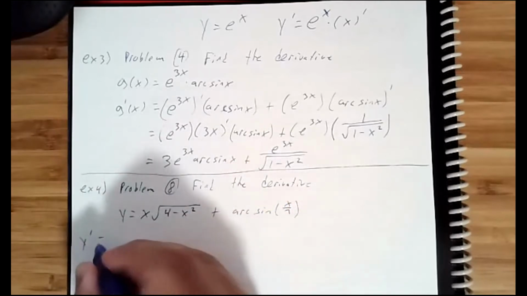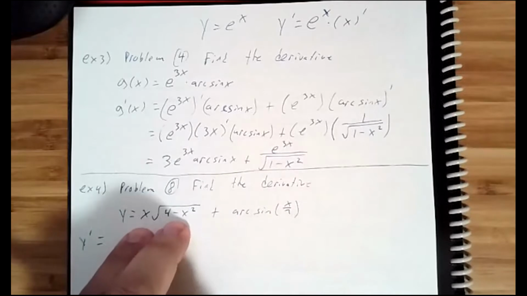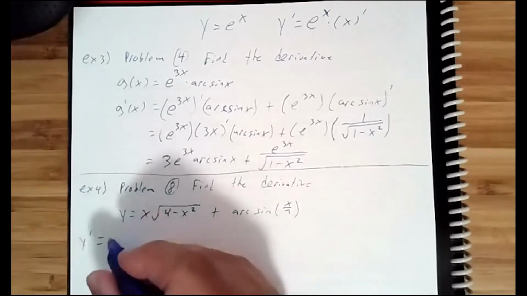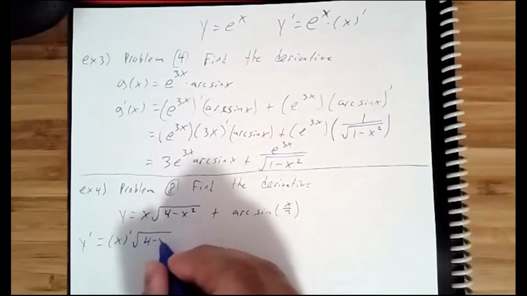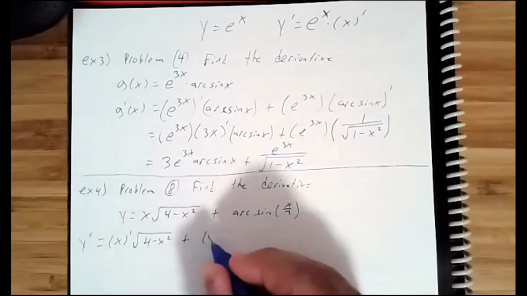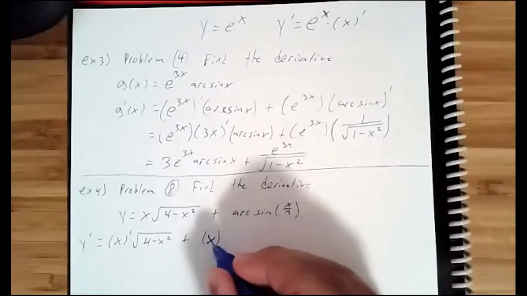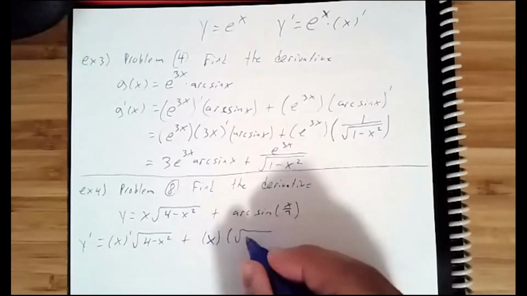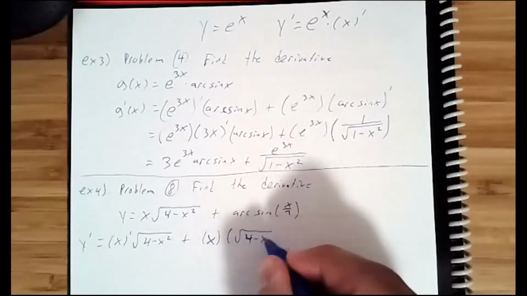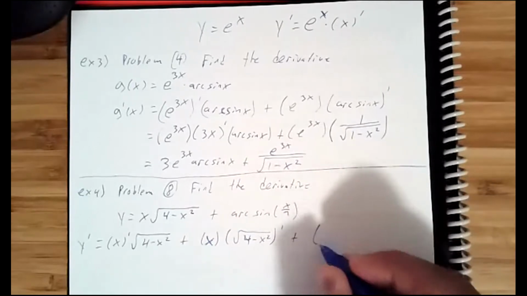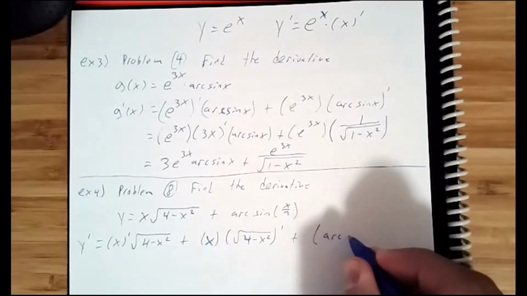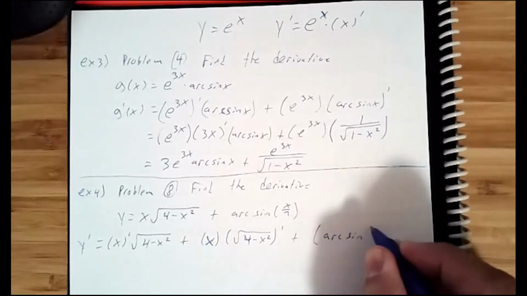So the derivative is going to be, so this first part is a product rule. So the derivative of the first part times the second part, plus the first part times the derivative of the root for the second part, plus the derivative. I'm just going to go ahead and put the quote. I'm not going to do it just yet.